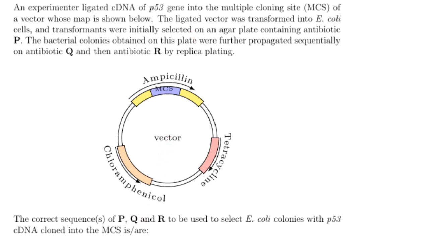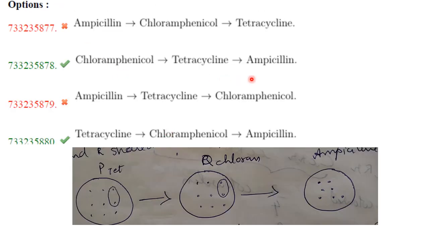How will you select? So we will see. Chloramphenicol, tetracycline and ampicillin. Tetracycline, chloramphenicol and ampicillin. That is the correct answer. So before coming to that, what is replica plating? A sterile velvet is pressed on the grown colonies. These cells are transferred from velvet to new plates. Growth on the plate is compared with the master plate.